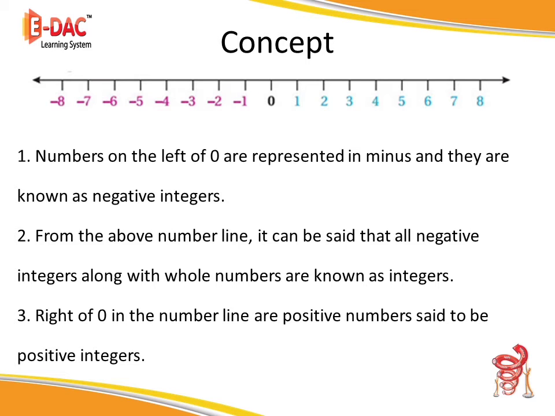Concept 1. Numbers on the left of 0 are represented in minus and they are known as negative integers. 2. From the above number line, it can be said that all negative integers along with whole numbers are known as integers. 3. Numbers to the right of 0 on the number line are positive numbers, said to be positive integers.